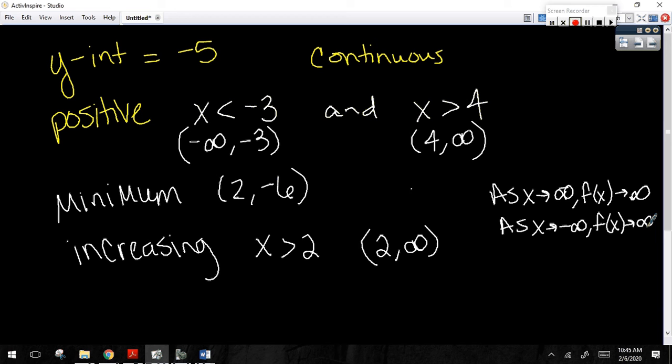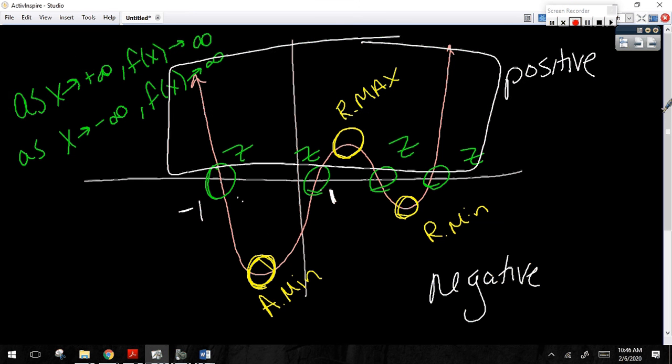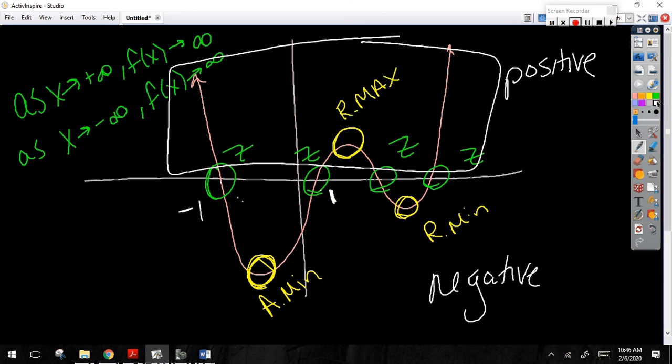Somebody said to re-explain the increasing. Increasing means as you look left to right on the graph, you should have learned this in Algebra 1, so it's kind of assumed, but if you didn't, that's okay. See how this is going down until I hit this point? That interval is decreasing. Then as I hit this minimum, it goes up and up until here, so that's increasing. It means as you move left to right, it's going up.